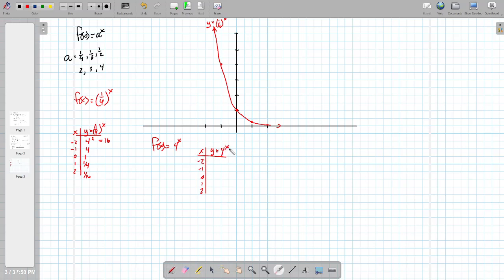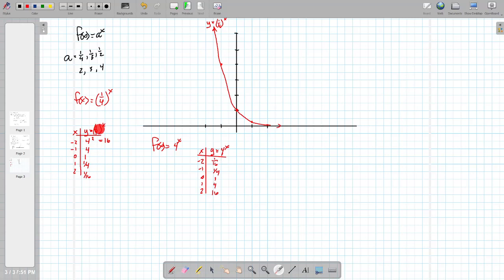So if I plug in a -2 here, I end up with 1/16. If I plug in a -1, I get 1/4. Plug in a 0, I still get 1. Plug in 1, I get 4. Plug in 2, I get 16. I want you to notice here that if I plug in a -2 for x for this graph, the y value is the same as if I plugged in a 2 for this graph.